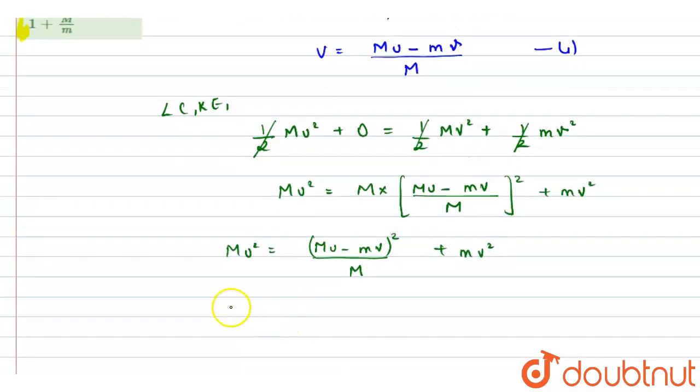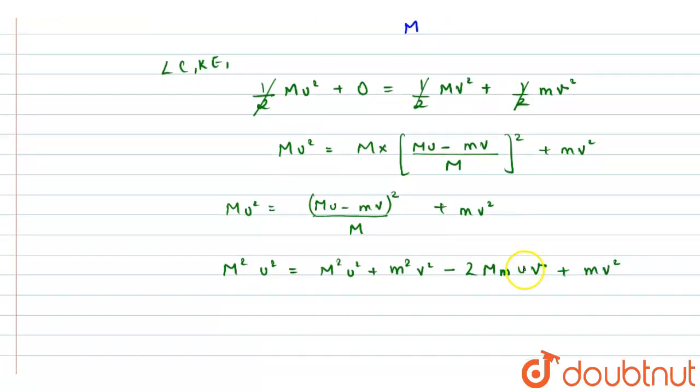Now we can take the LCM. So we get M square u square equals, opening the square term, M square u square plus m square v square minus 2 M m u v, plus M m v square, since it is multiplied by M also. So this we can cancel out, and further we can cancel out the small m term, and we will be left with 0 equals m v square minus 2 M u v plus M v square.